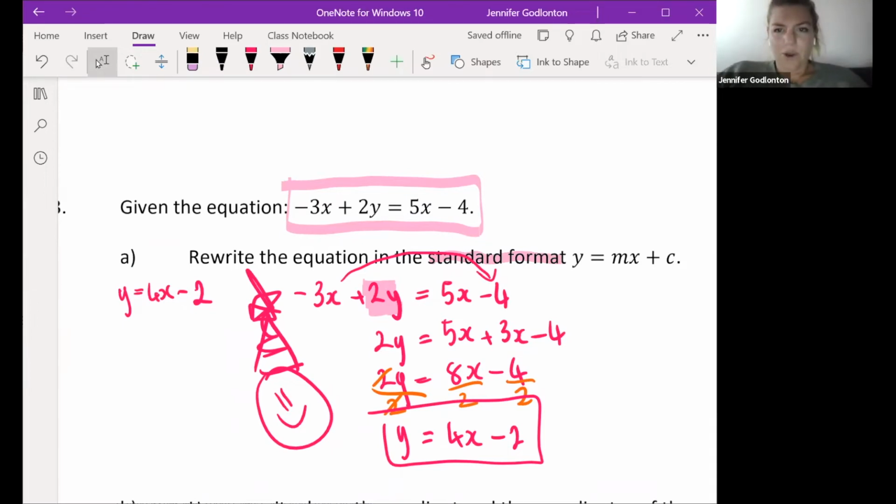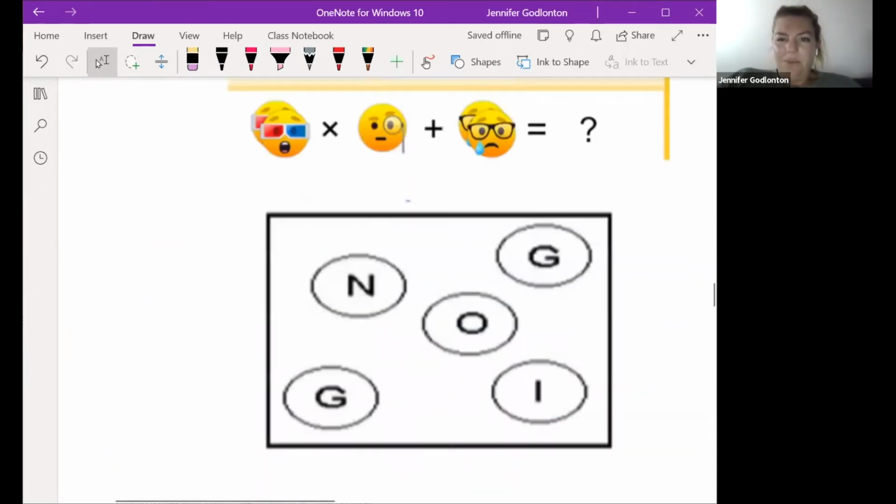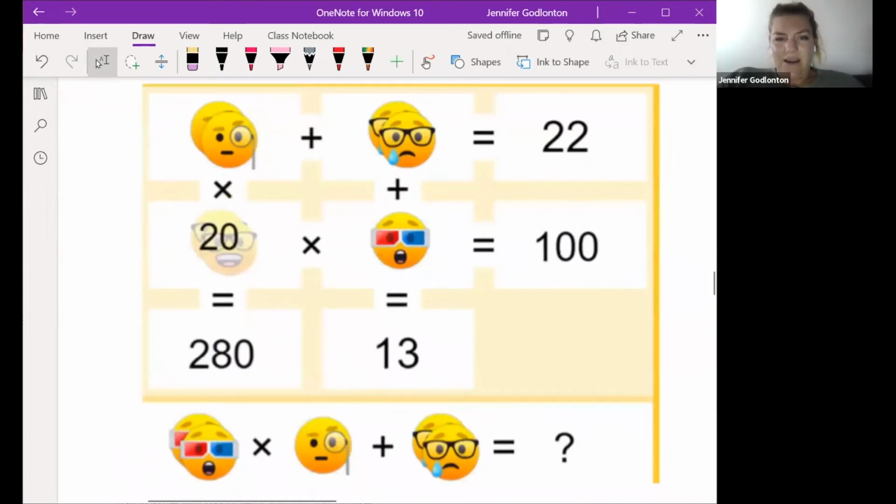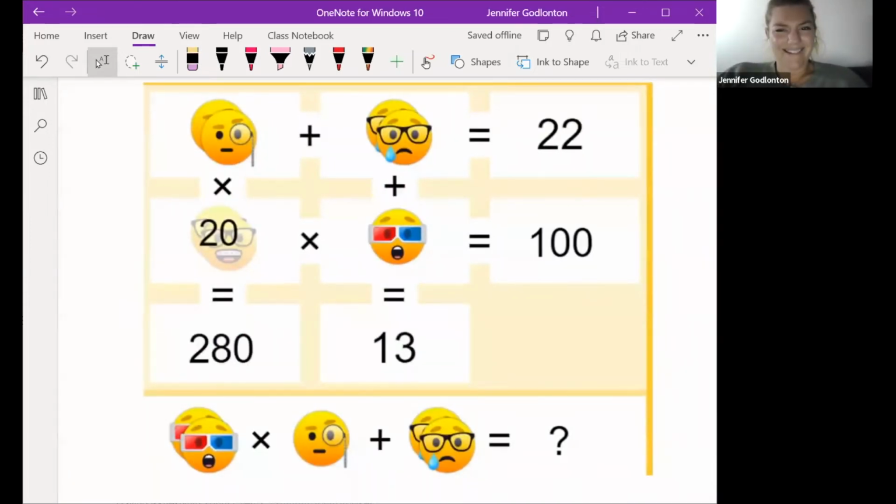Okay, cool. Brain break time. It looks worse than it is. I promise it's not so bad. I want to know what this question mark is.